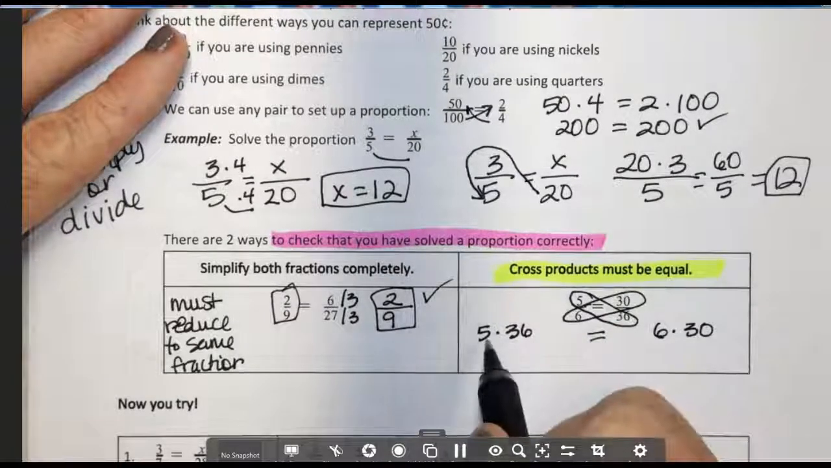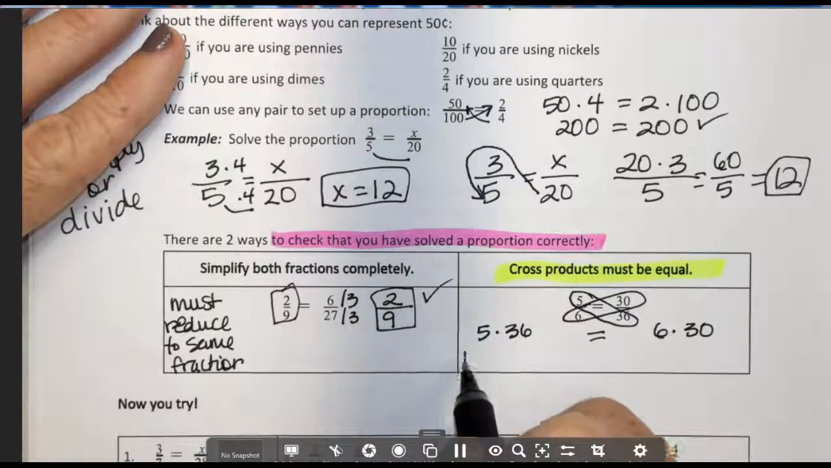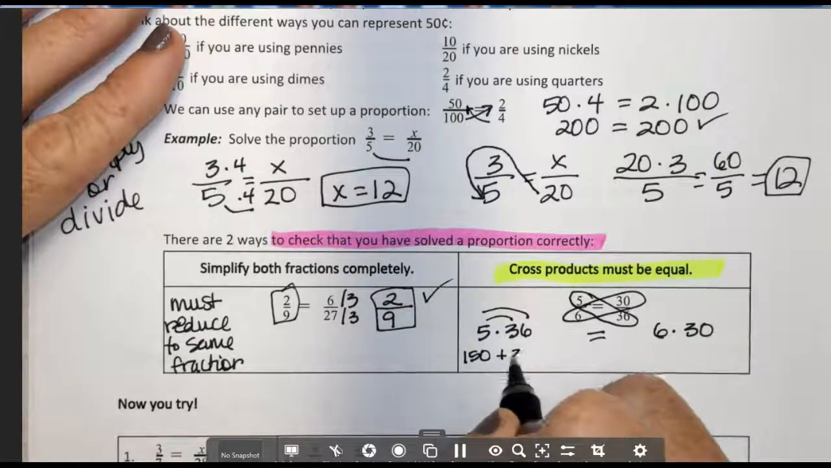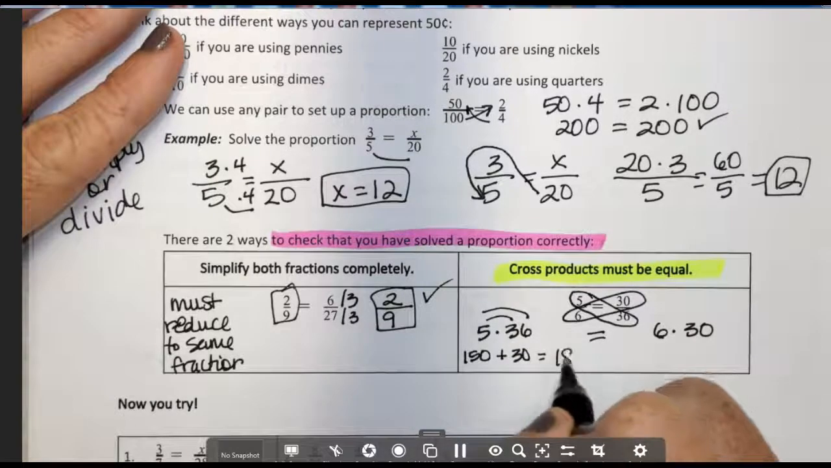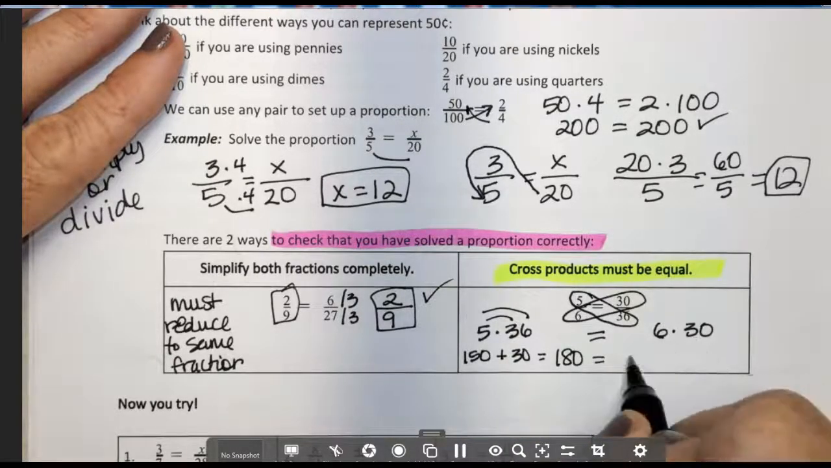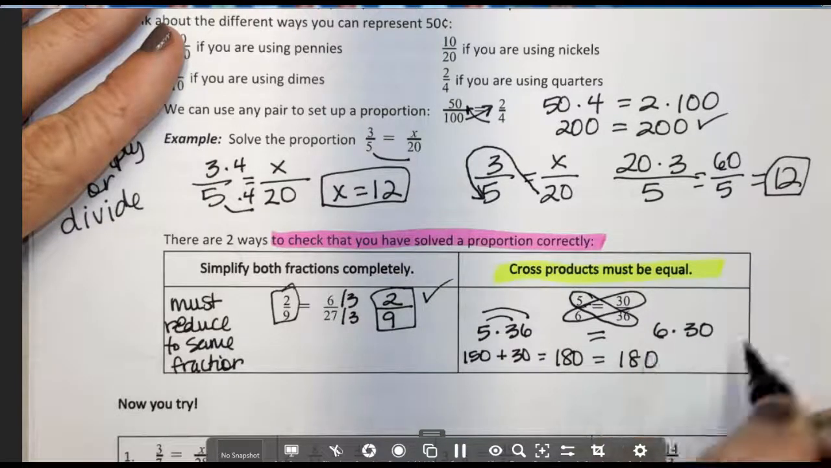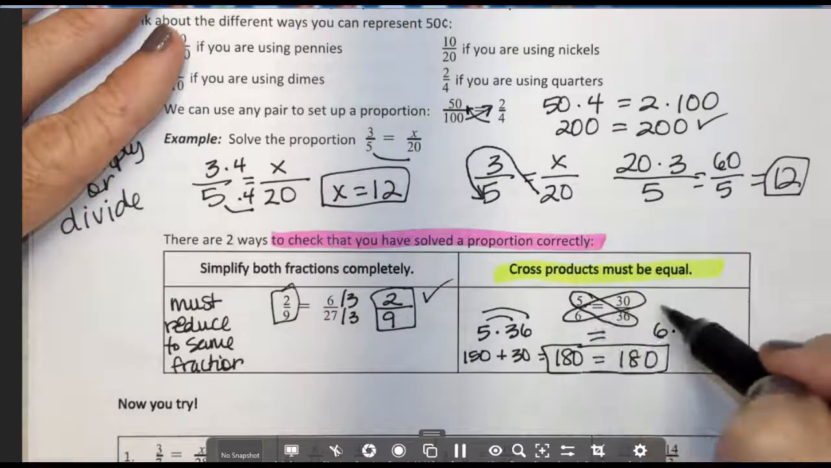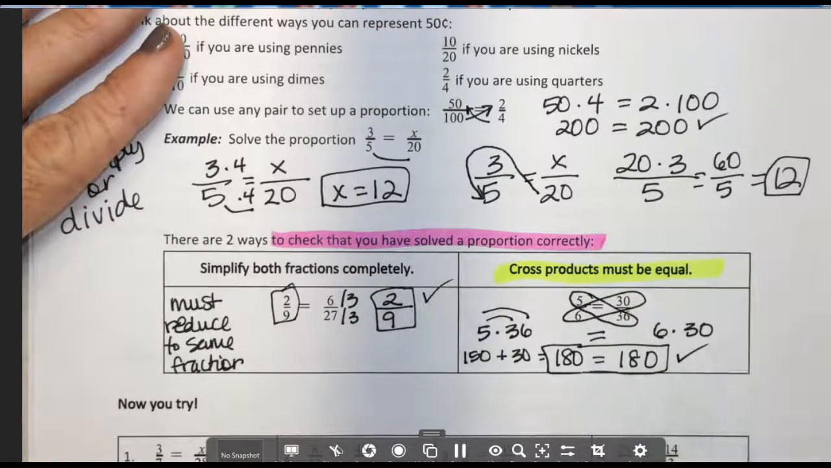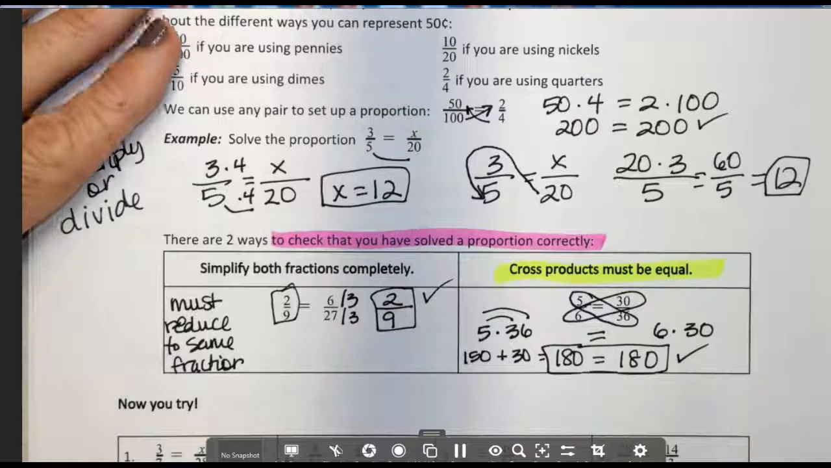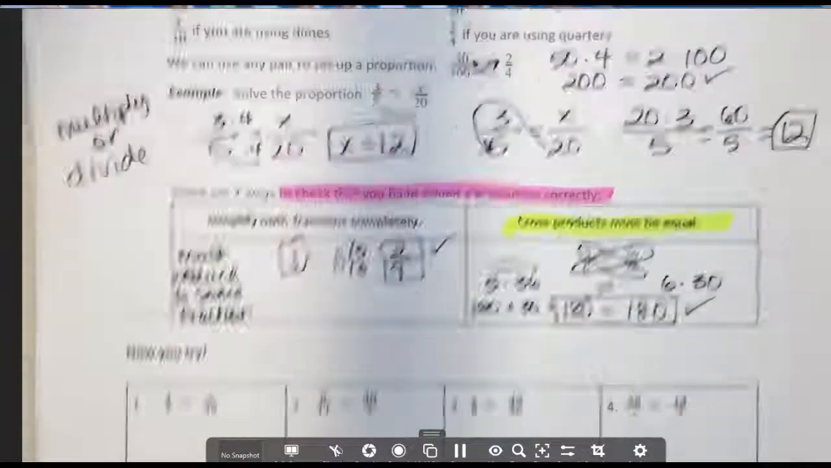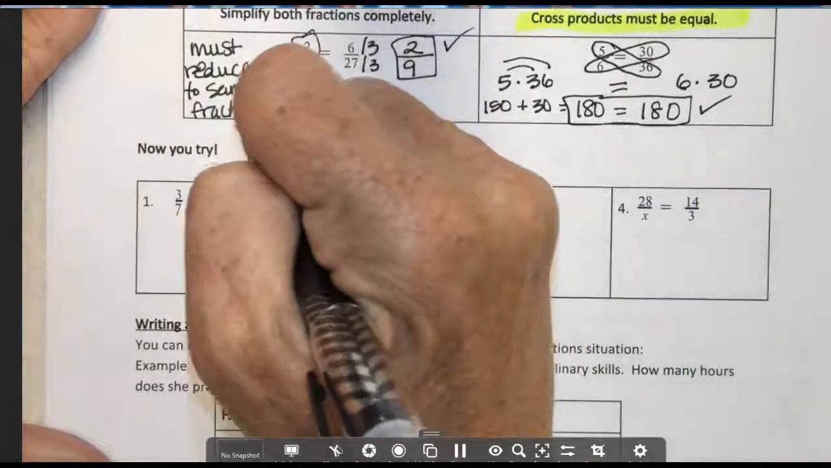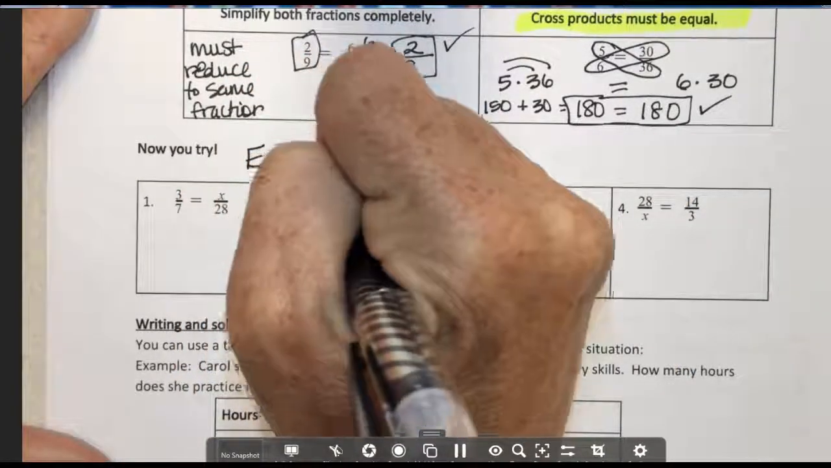Okay? So 5 times 30 is 150. 5 times 6 is 30. So total, I have 180. 6 times 3 is 18. Add the 0 on is 180. So 180 equals 180. Therefore, 5 over 6 is equivalent to 30 over 36. Okay? So now you're going to try some down below here. I want you to go way back to when we started fractions. All these are equivalent fractions.